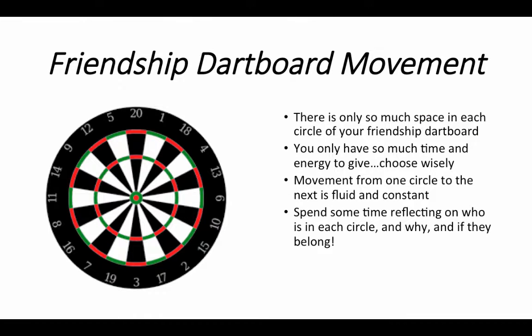So I'd like next to talk about friendship dartboard movement. Okay, we defined the characteristics of the three levels of friendship. Your inner circle, these are the people you trust the most, you have the tightest relationships with. Your intermediate circle, these are somewhere in between your inner circle and your outer circle.